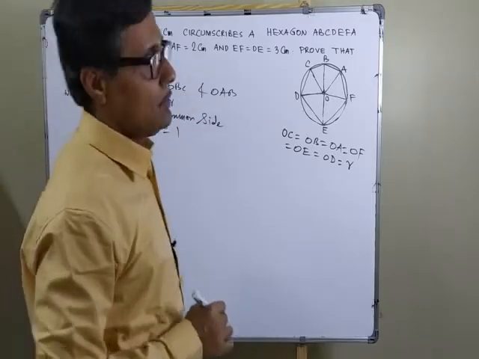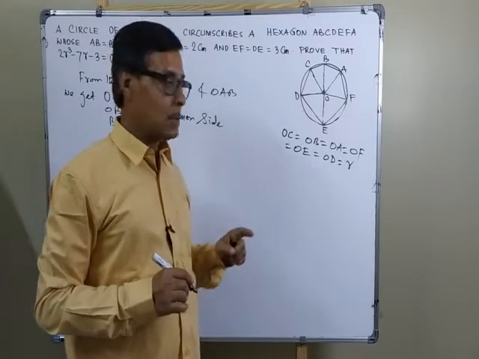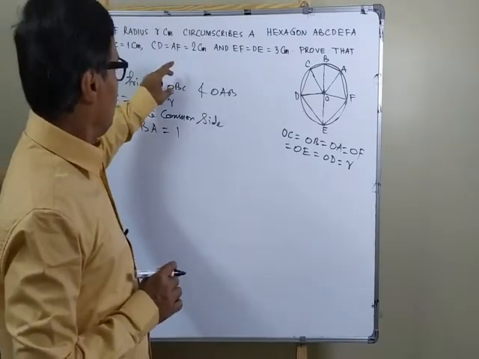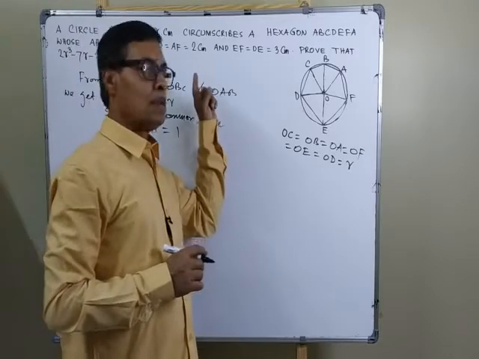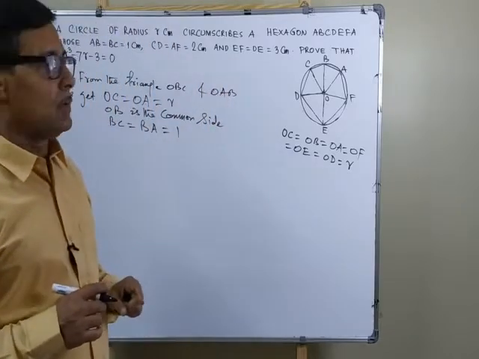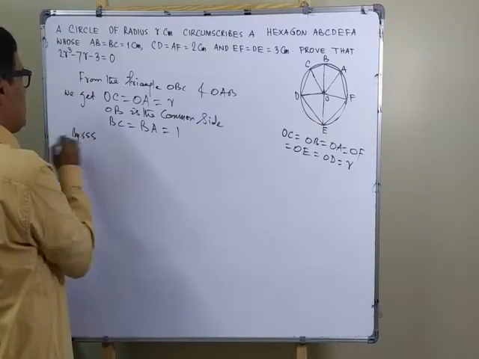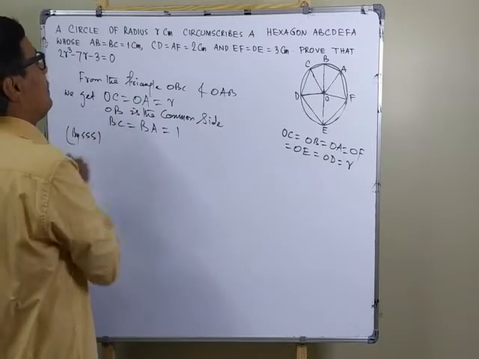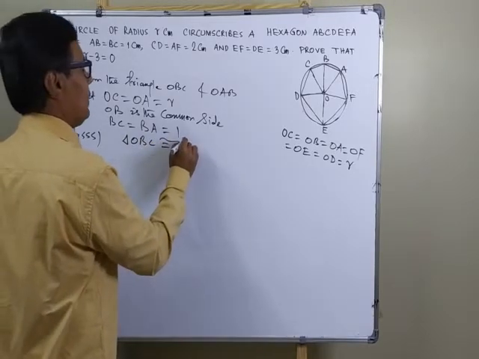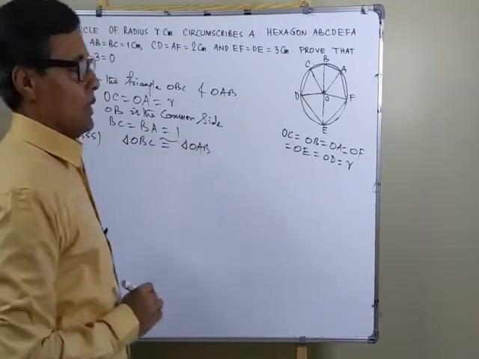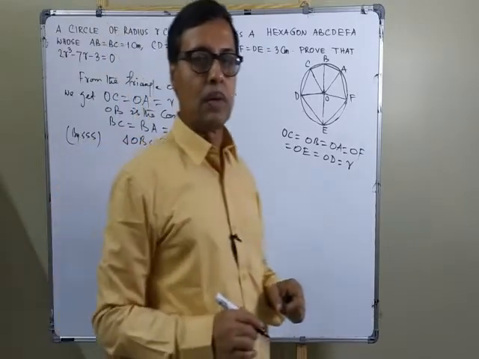Now the sides of these 2 triangles are equal to each other. That is, the sides of OBC are equal to the sides of OAB. So by the law SSS, side-side-side, we can write triangle OBC is congruent to triangle OAB. We can say that these two triangles are congruent to each other.